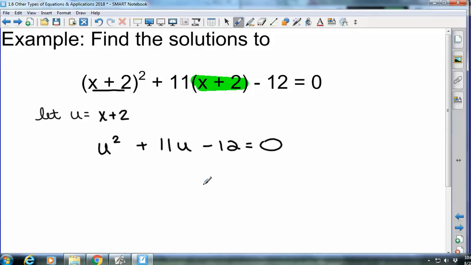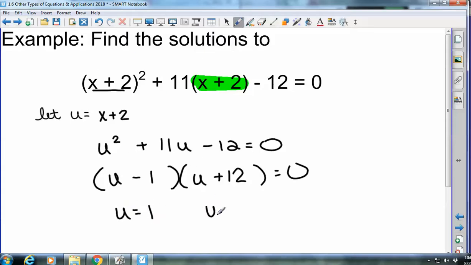Alright, so then what do we do? We just took the problem and rewrote it so it looked a little cleaner. So u squared we break into u. Multiplies negative 12 and adds to positive 11. Negative 1, positive 12. Okay, we are solving this. So set each one to 0, so we get u to be 1 and negative 12. Everybody okay to that point?